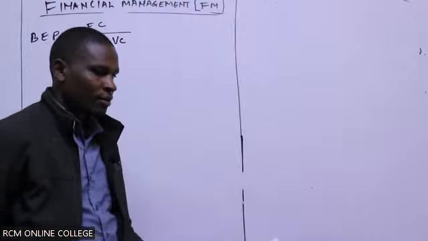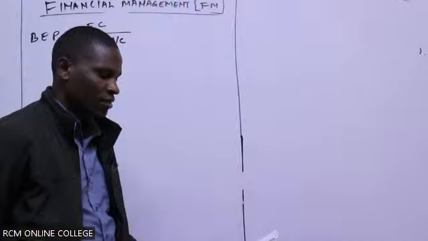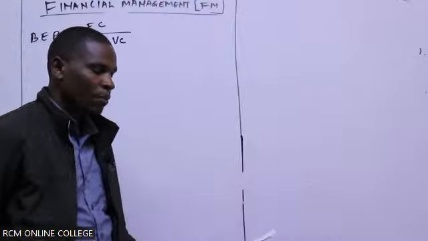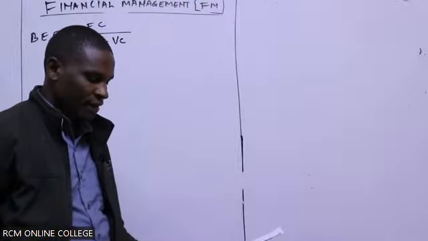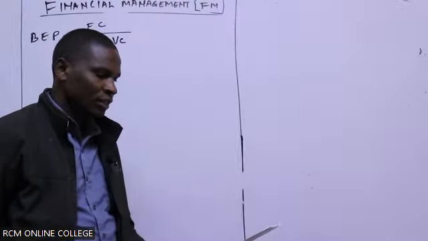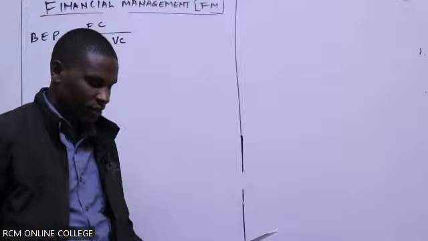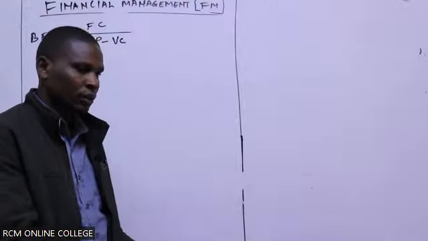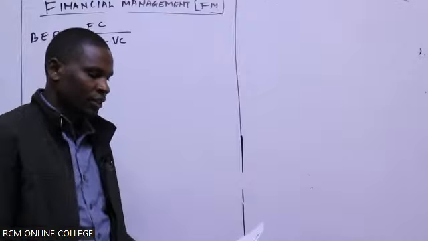In fact, it is the last statement. The firm has a fixed operating cost of 500,000. So our 500,000 is our fixed cost.